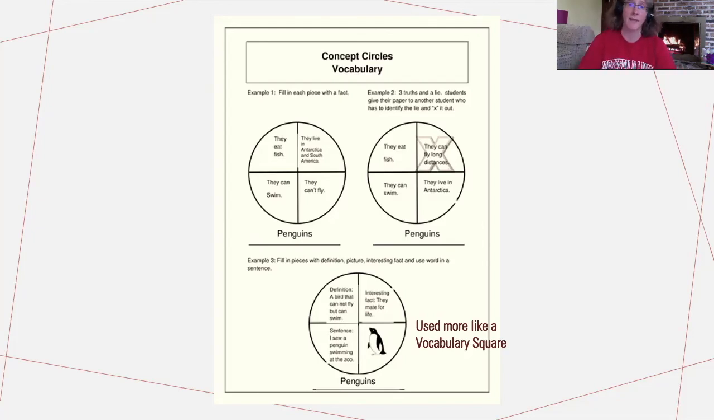We already know that penguins can't fly, so then it's marked out. Now, I actually have a problem with the third example because this used more like a vocabulary square, just in a circular form. Because we have a definition, a sentence, an interesting fact and an image. If this was in a square, then we have a vocabulary square Frayer model. And I have a problem with, as you know from the other PowerPoints, student generated sentences. So the third example actually is more of a vocabulary square, but in a circular form.